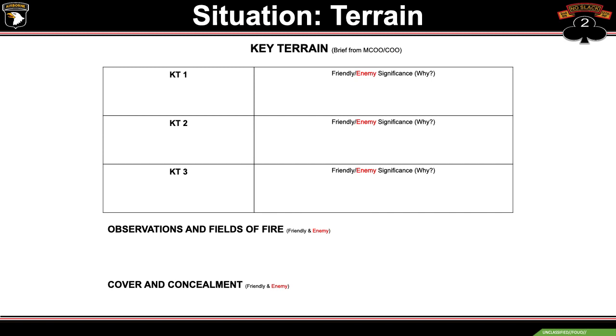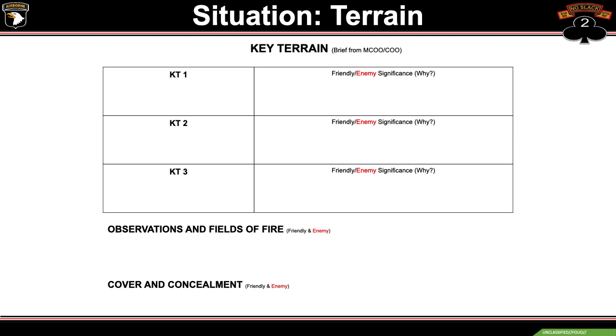It would be like a little purple KT and then have like the 1 or whatever, and this is just showing the key terrain that we need to take. So definitely key terrain for us is MFPs. Mortar firing positions or mortar firing points are definitely key terrain for us to take and to have. And then talking about the friendly and the enemy significance, kind of the why for that.